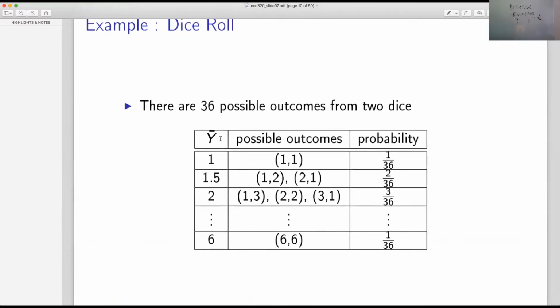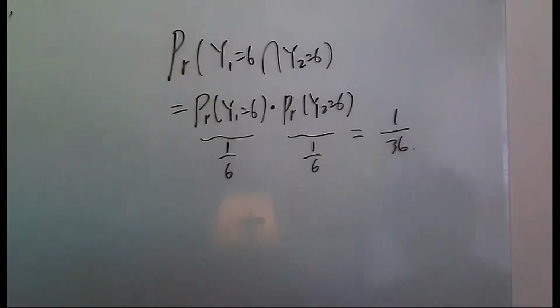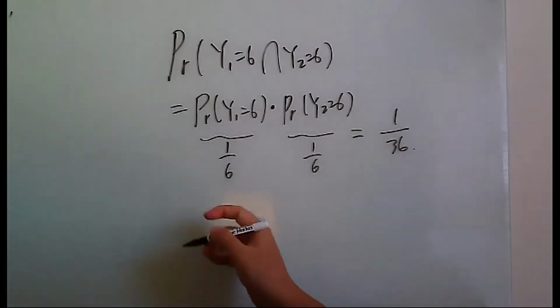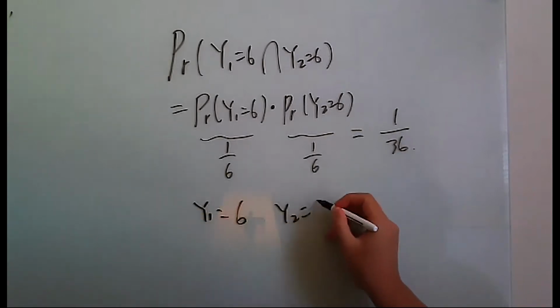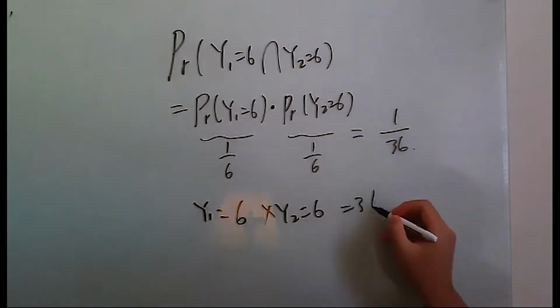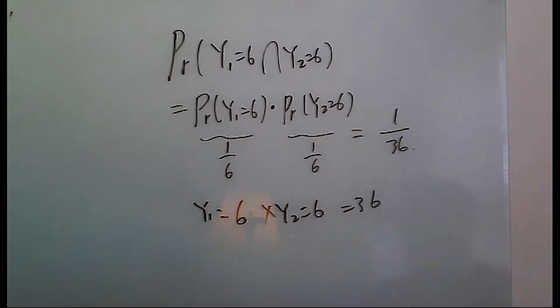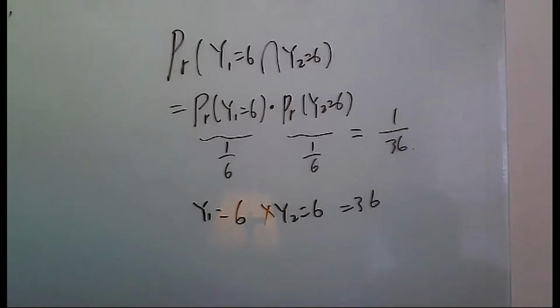Okay, so there are 36 possible outcomes, right? The first possible outcome is 1,1, then 1,2, 2,1, 1,3, 2,2, 3,1, et cetera. If you count that, it's basically 36 possible outcomes. The simple math is, the first outcome, Y1, has 6 outcomes, and Y2 has 6 outcomes. If you multiply, it's going to be 36 outcomes. This is how you get the 36.